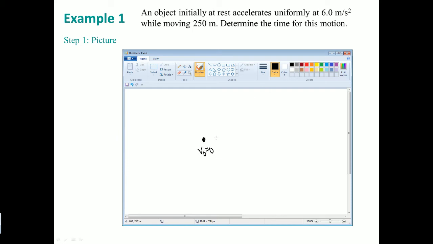It says it travels in the positive direction. Oh, it says accelerate, so this should be a equals 6.0 meters per second squared. While moving 250, that is this distance here. Or you don't even have to put distance, you could put delta x because that is its displacement of 250. And you are looking for time. This is a very good picture. This gives me a visualization of this dot moving, what direction, and what the variables are.